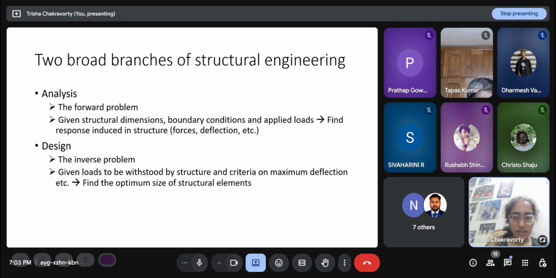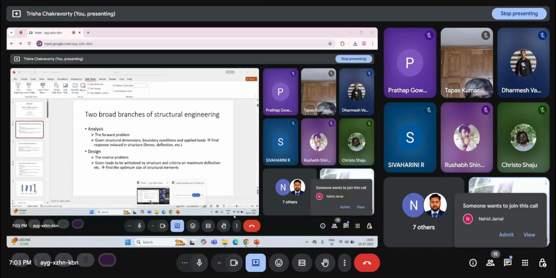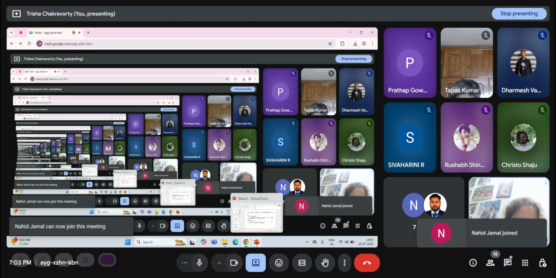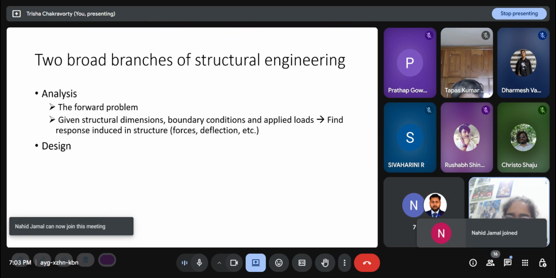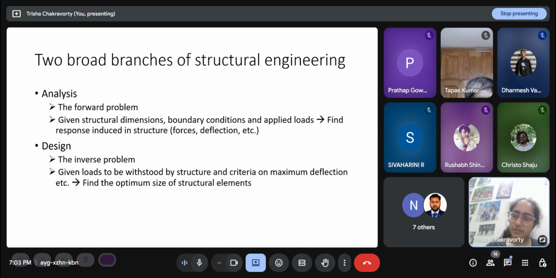Because analysis and design are our ultimate goal as civil engineers, as structural engineers, is to design structures. So if you look at the building you are sitting inside, it will be made of a lot of components, like the floor resting on a slab, then there are columns, there are beams, there are the brick walls. And as a structural engineer, I will be given some idea or some criteria about what I have to design the structure against.